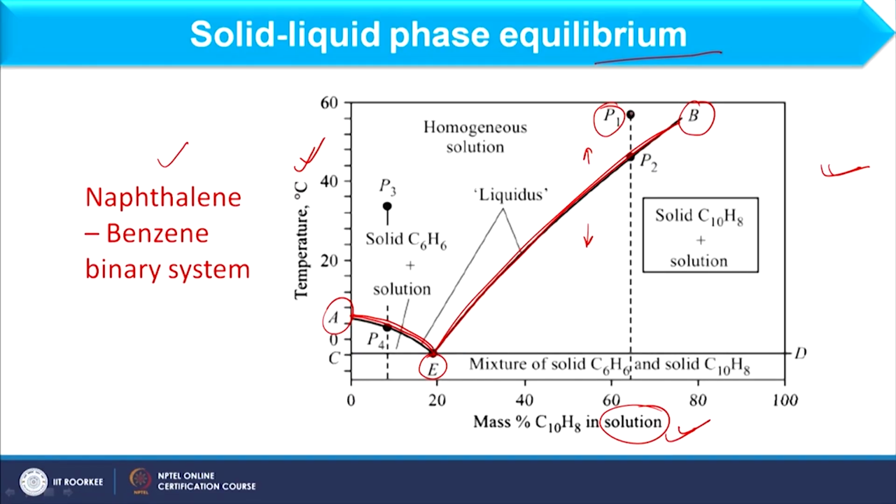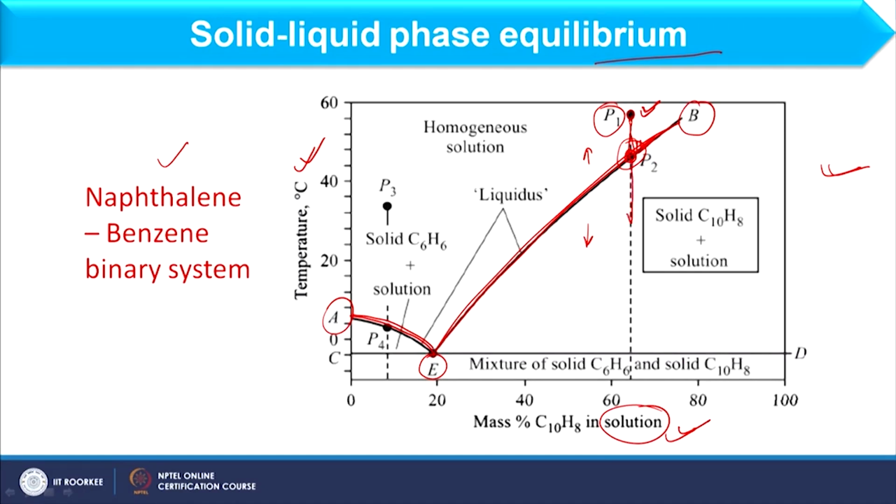So, this point P1 is at high temperature, and when we cool this, it will reach the P2 point. While reducing the temperature we can consider that the solution from an unsaturated condition can reach the saturation condition at point P2, right. So, this is the case when naphthalene is dissolved in benzene. Here I am having a saturated solution.